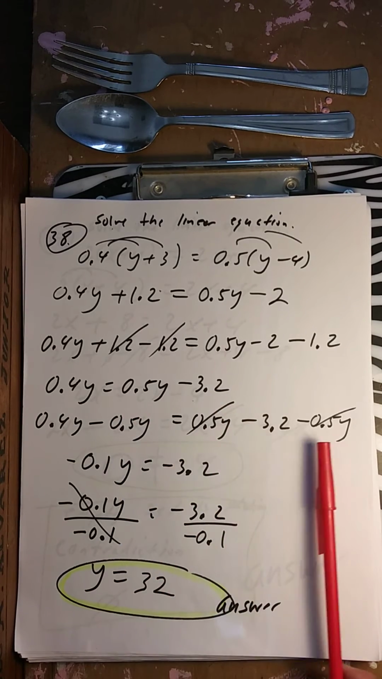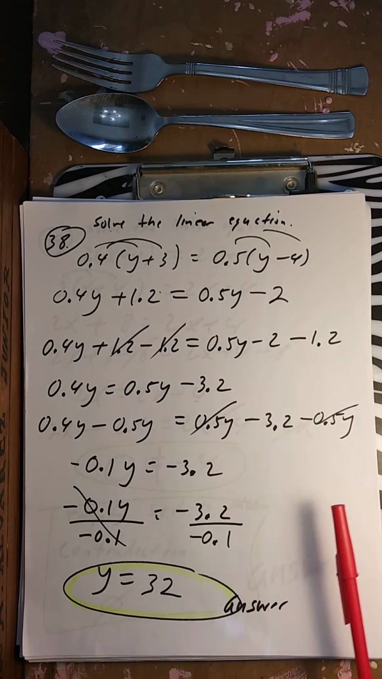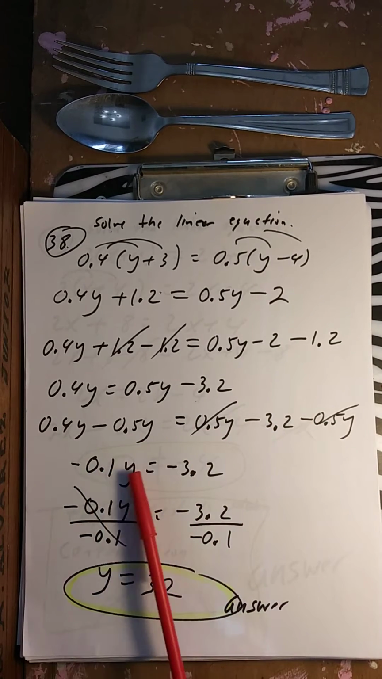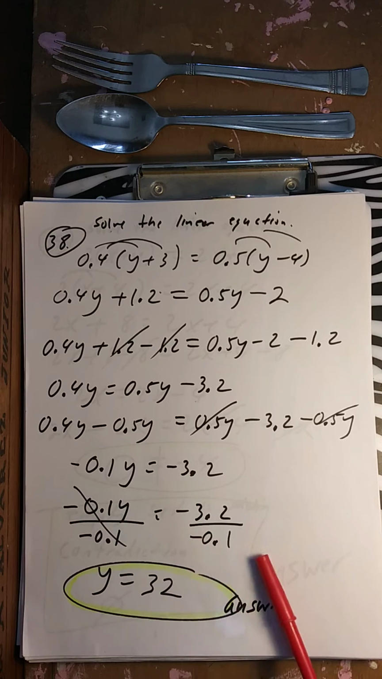Now we're going to subtract 0.5y from both sides, negative and negative. Guess what happens? These are gone. And we have negative 0.1y equals negative 3.2. Divide by negative 0.1, divide by negative 0.1. So the answer is exactly 32.